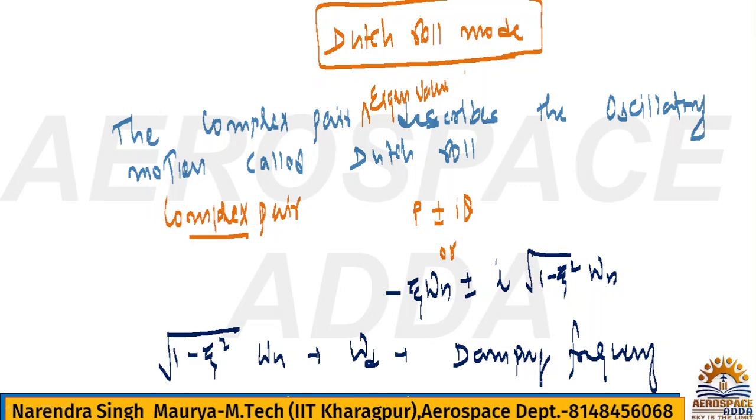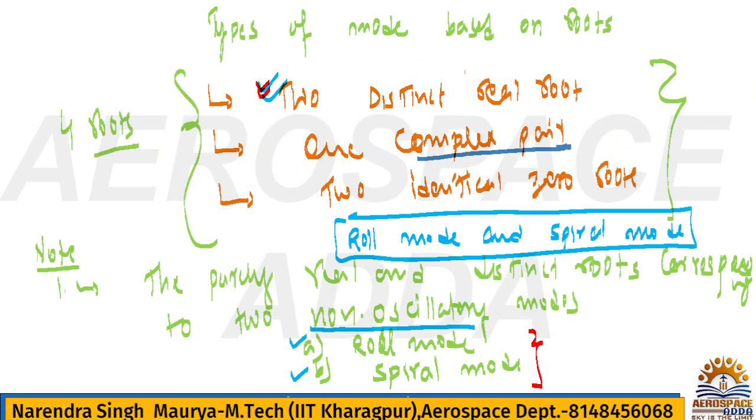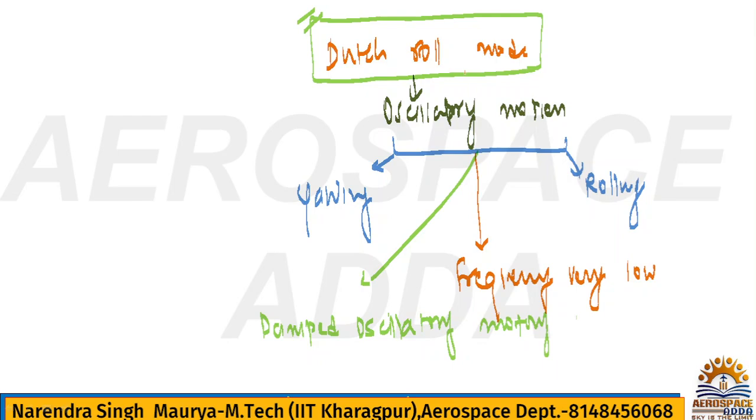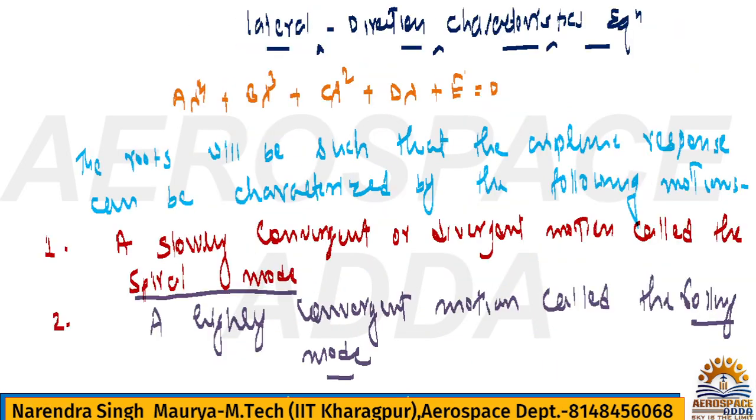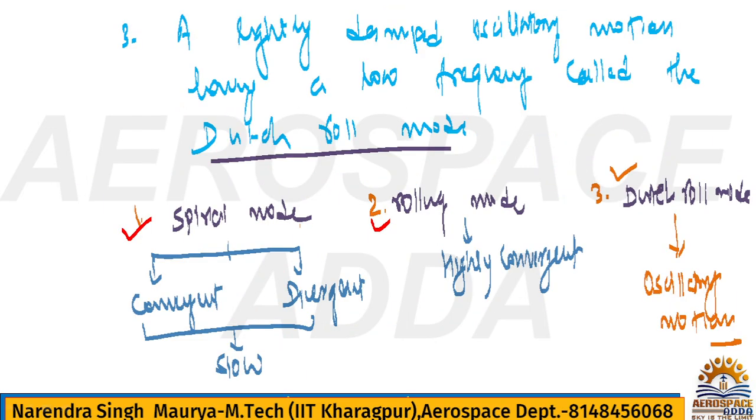This type of statement you need to remember every time. Here I have written all three. Everything I have written here is related to your exam, and I will ask questions from this point also. A slowly convergent or divergent motion is called spiral mode, roll mode, Dutch roll mode, a rigid body mode. You have to answer. Highly convergent motion is called rolling mode, spiral mode, Dutch roll mode. So all these statements you have to remember here. Now this part is done.